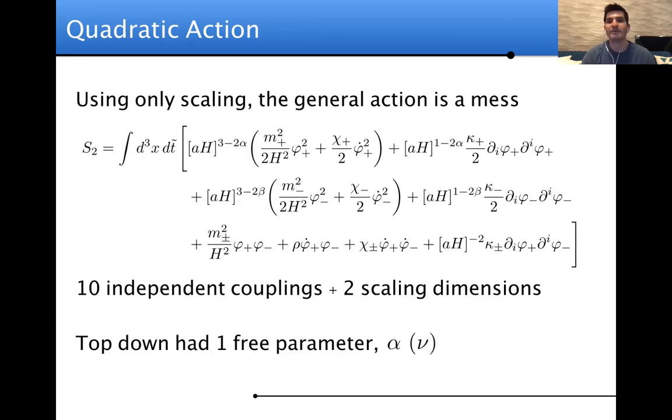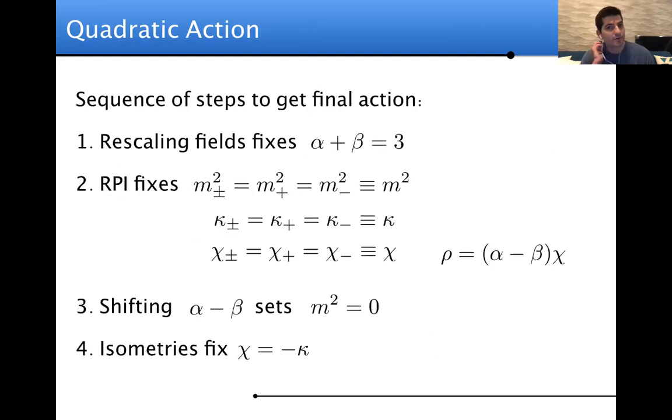But okay, we haven't used all our symmetries yet, or all of the freedom in describing the fields. So the first thing one can do is show that by a field redefinition, you can always fix alpha plus beta equals 3. So already this fact that alpha plus beta equals 3 is not a property of the UV and not a property of actually having the solutions, but just a general property of the effective theory. Next, we can use this RPI symmetry.